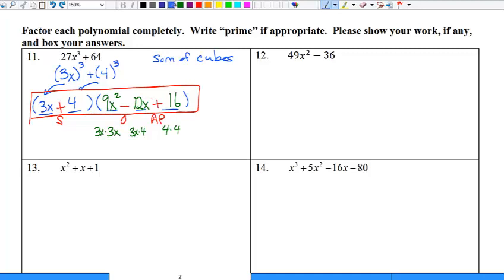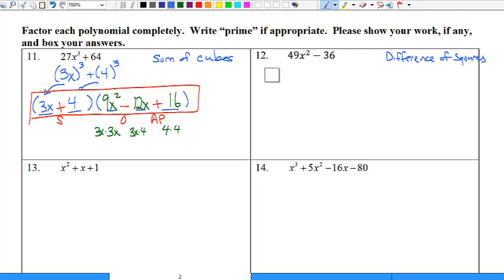Number 12, there is no GCF between 49x squared and 36, so GCF is out. The next step, 2, 3, or 4 terms. Again, I have 2 terms. So because I have 2 terms, I have to decide which formula I'm going to use. Because there's a minus, I know that's a difference. And because the exponent is squares, this is a difference of squares.